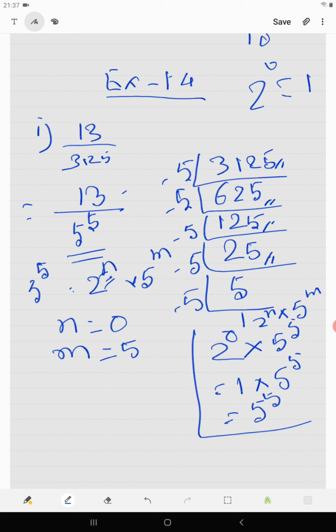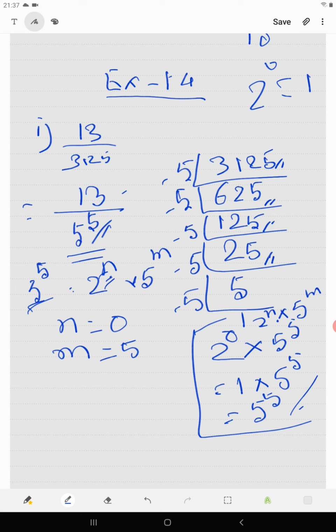Okay. Since there is no factor of 2 in the denominator, n is 0. As simple as that. I had shown you how it is. I put n as 0 and m as 5. So I got 5 to the power 5. See over here in the denominator we have 5 to the power 5. That's why, understand, for the factor of 2 there is no power, so their power becomes 0. So n is 0. I have proved how. And m is 5. Okay.